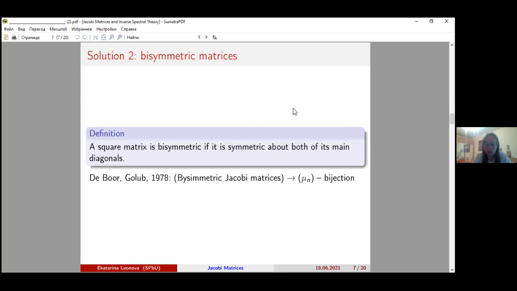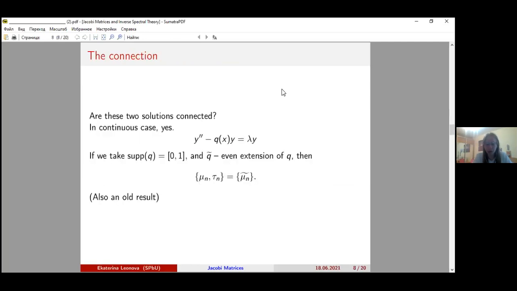It was also proved in 1978, but by other people, De Boor and Golub, that if we take bisymmetric matrices and just ordinary eigenvalues, then we will have a bijection. So a bisymmetric Jacobi matrix can be uniquely recovered from the set of its eigenvalues. The question is, are these two solutions connected?